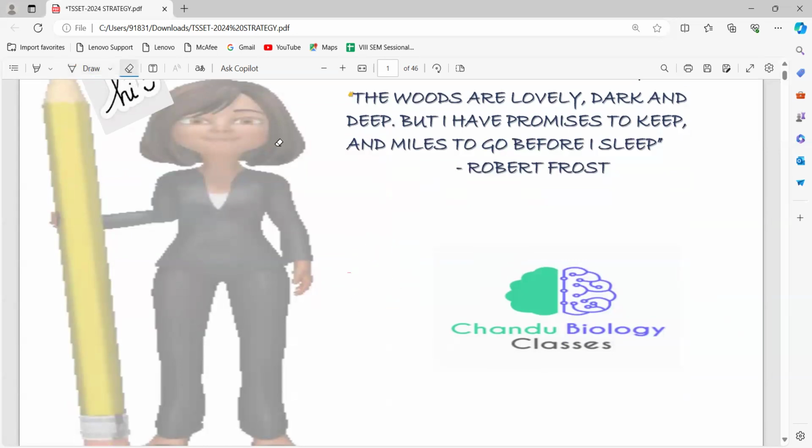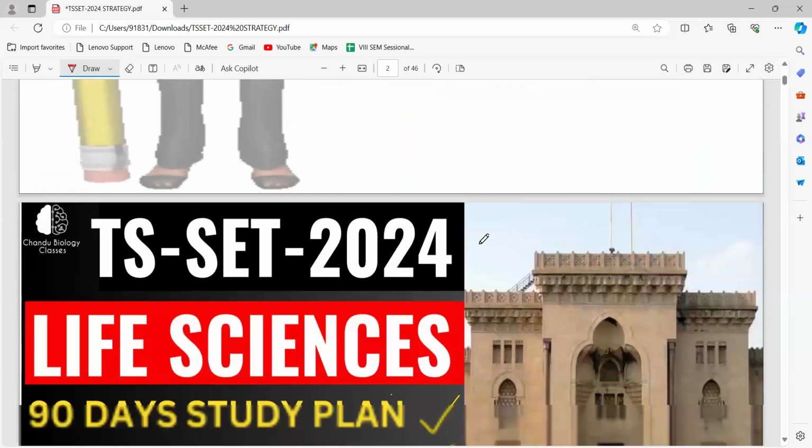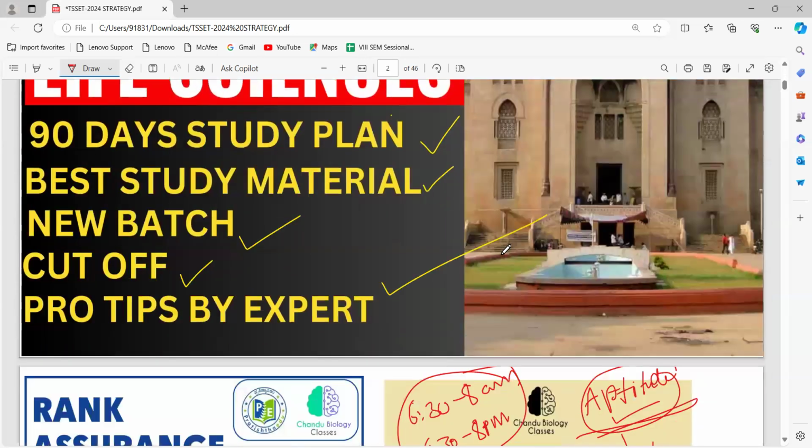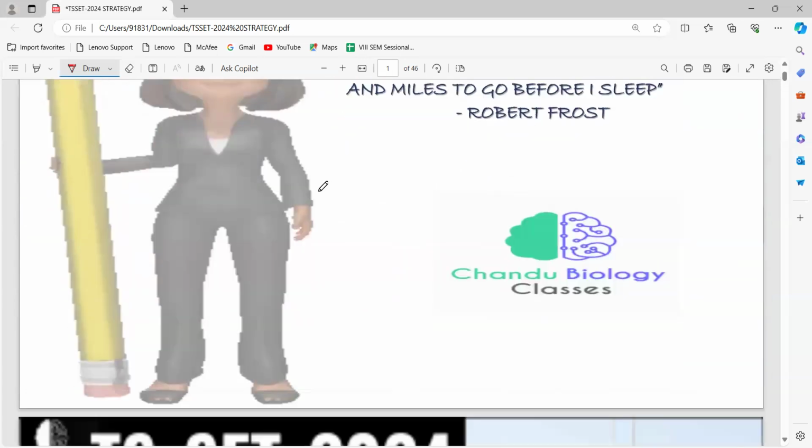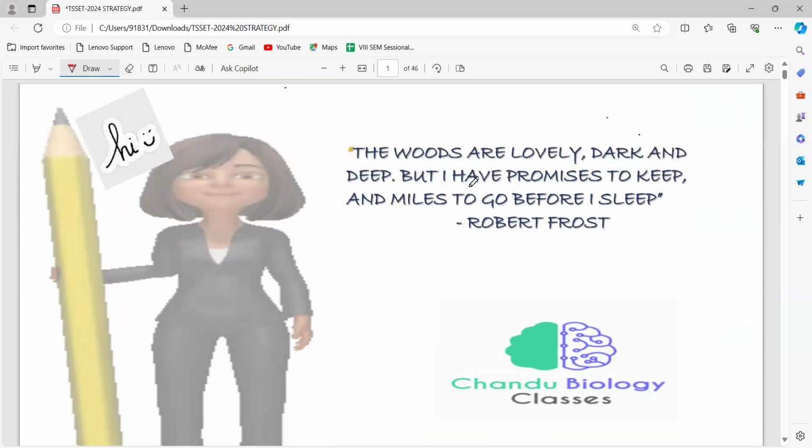So I'm requesting every one of you to start your preparation early, because most people will think that they can crack the exam in 2 months. These are all misconceptions. You can't crack it that easily. The level of the exam is also increasing year by year. You have to work extremely hard, then only can you crack it.